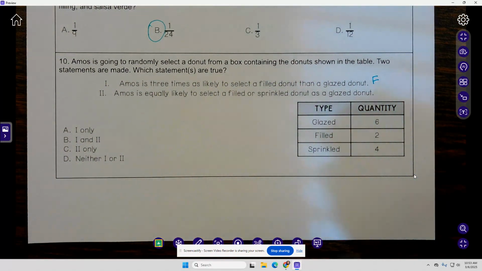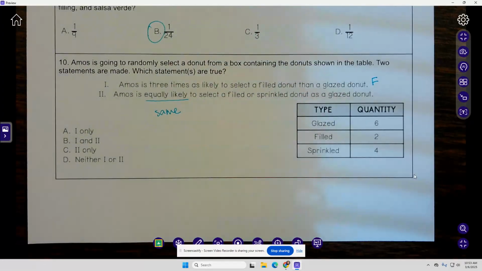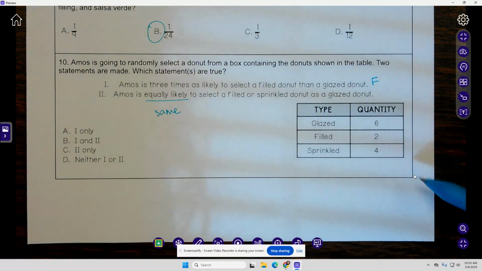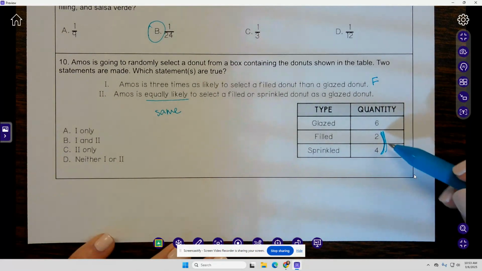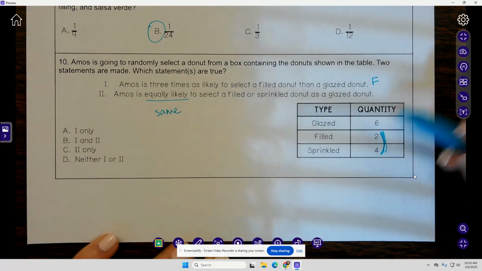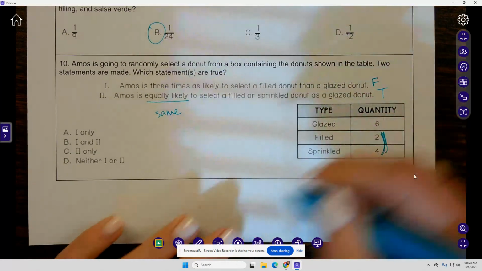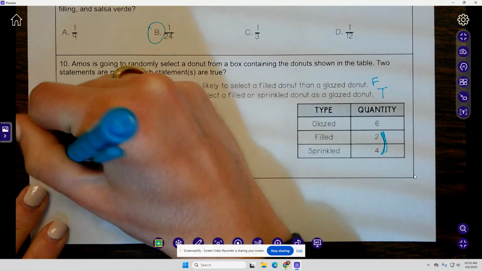2, Amos is equally likely, remember that means same, to select a filled or sprinkled donut, so filled or sprinkled, as a glazed donut. So 2 plus 4 is 6. 6 is the same as 6, so that is true. So the only one that is correct is 2 only.